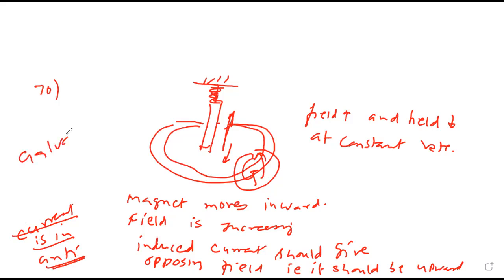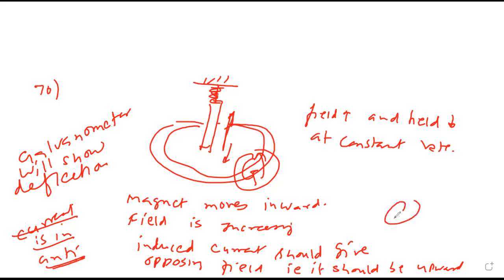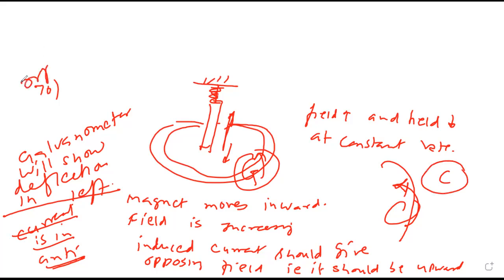Therefore, will the galvanometer show deflection left or right? This is the galvanometer connected. The current is going anticlockwise, so it will show deflection to the left. So the answer is option C, G to the left and then right. Direction-based reasoning is important because you can't have any formula. You have to just understand. If you have understood, you can predict perfect results.